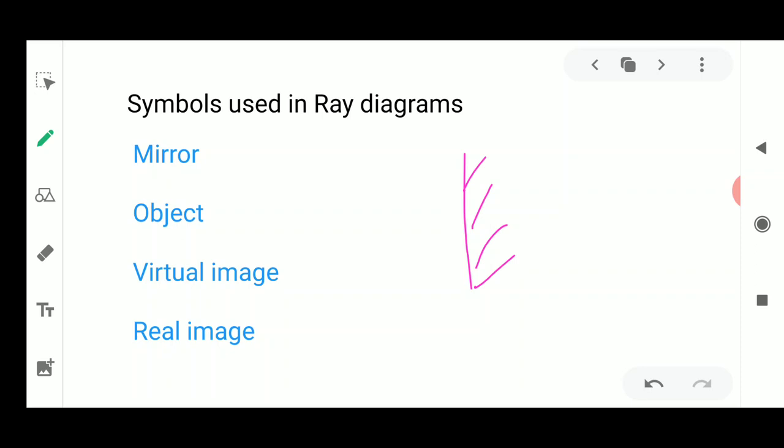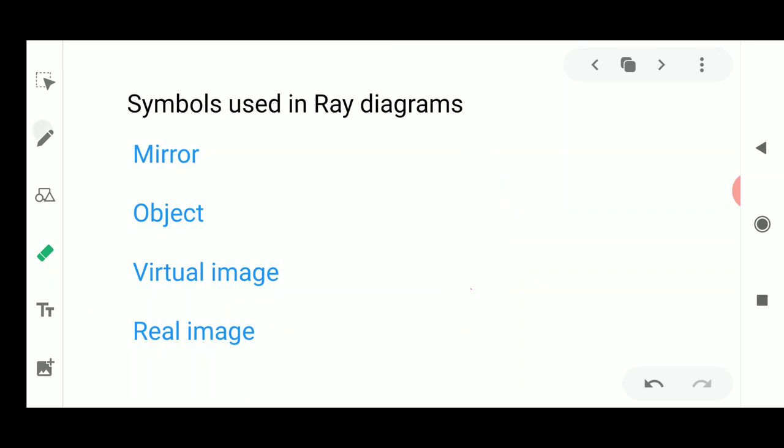Whenever the reflecting surface is shown, it will be shown by a straight line, and the non-reflecting surface will be shown by small dotted lines. So these lines will show that it is a non-reflecting surface.